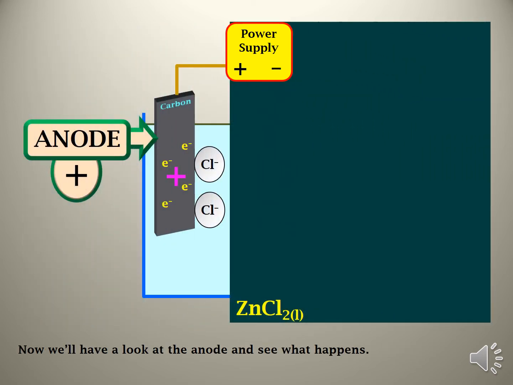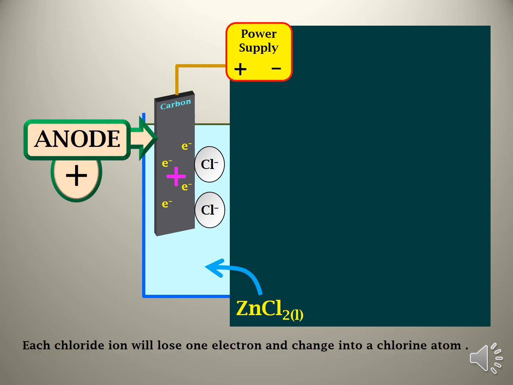Now we will have a look at the anode and see what happens. Each chloride ion will lose one electron and change into a chlorine atom. Because chloride ions have an excess of electrons, that's why they are represented with negative charge, and they have to lose their electrons, so they will move towards the positive electrode and there they will lose their electrons.